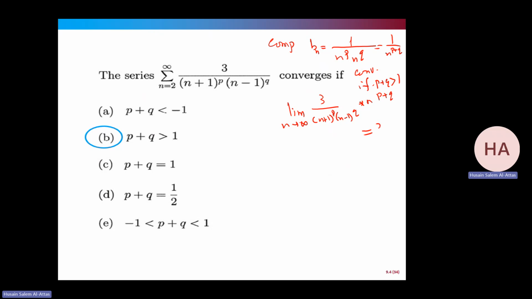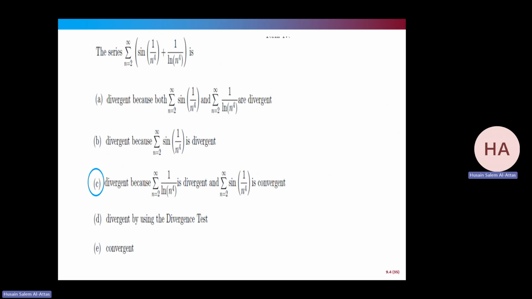so for sure this will give me what? Will give me positive. Check the limit later. Divide, do something. This is n to the power p plus q. Positive, so that means this series will converge. If this series converges, and this series will converge if p plus q is greater than 1, that will be my answer. The sum of 2 series: we know that if one is divergent and the other convergent, for sure the sum will diverge.